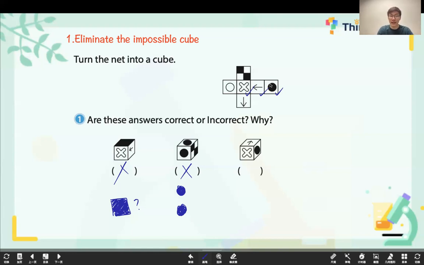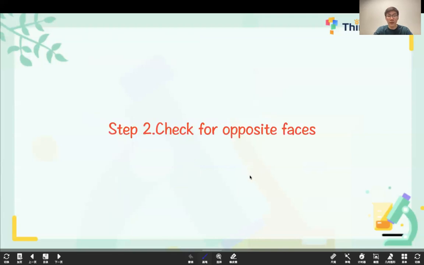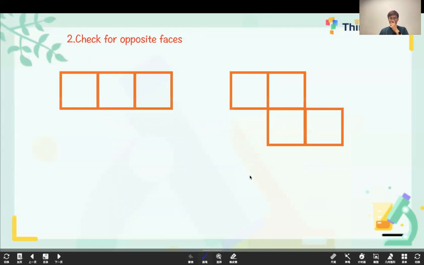So how should we check in this scenario? I'm going to put a question mark here. Well, we need to go to step 2, which is checking for opposite faces. So what do I mean when I talk about an opposite face then? Well, opposite faces in a cube are the ones which don't touch.